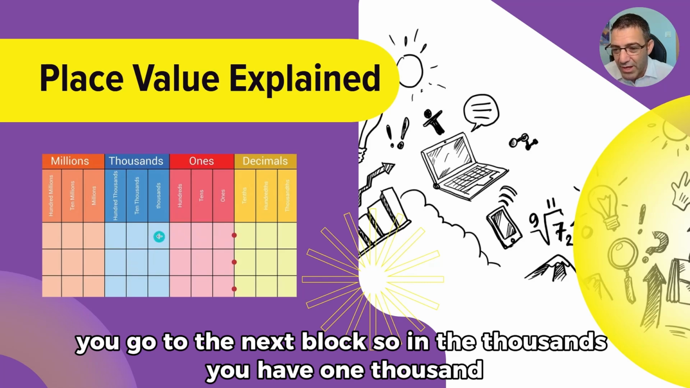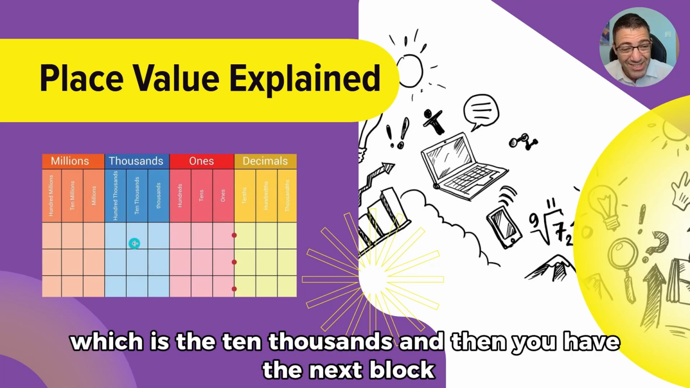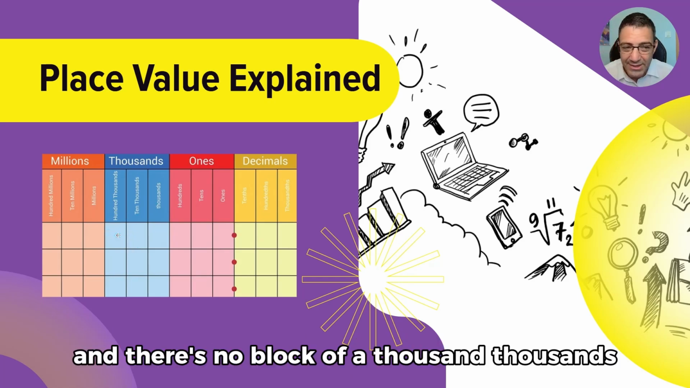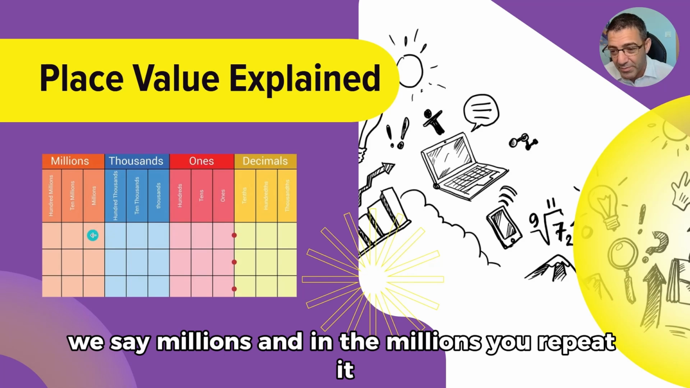So in the thousands, you have 1,000, which is 1 through 9 here. And then you pass to the next block, which is the 10,000s. And then you have the next block, which is the 100,000s. And there's no block of 1,000 thousands, that doesn't exist. We don't say 1,000 thousands. We say millions. And in the millions, you repeat it.